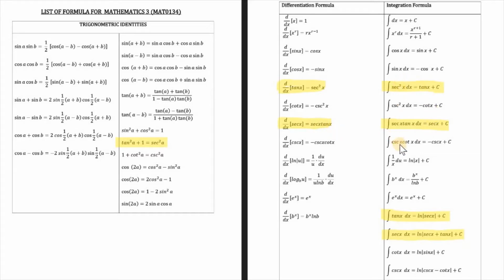And here there are a few formulas given already: the integral of secant square is tangent x. The integral of secant x tangent x is secant x, the integral of tangent x dx is ln secant x, and the integral of secant x dx is ln secant x plus tangent x. Other than these formulas, we need to equate and solve.